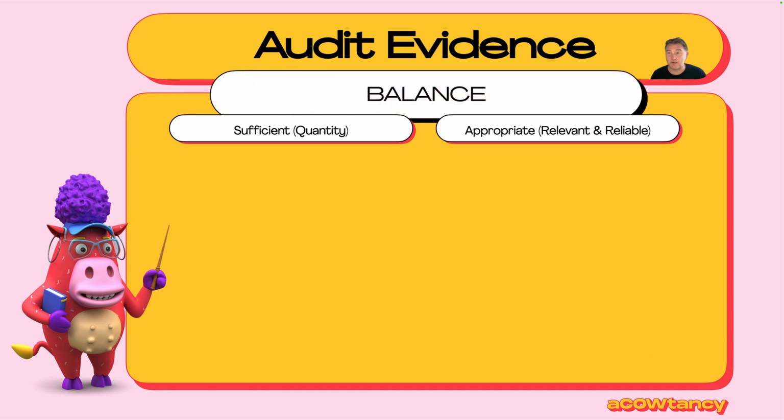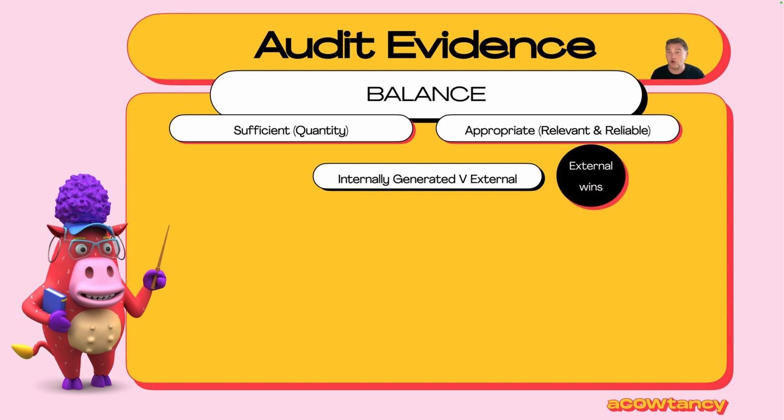So what I want to talk about now is the balance between these two. So internally generated versus external, ideally you'd want all external, but you can't get all external. It takes forever, might not even be possible. So you've got to balance it out with externally generated and internally generated. Internal meaning the client's done it, external means you've got it from the bank or whatever. Obviously external is more reliable, but we have to balance it out.